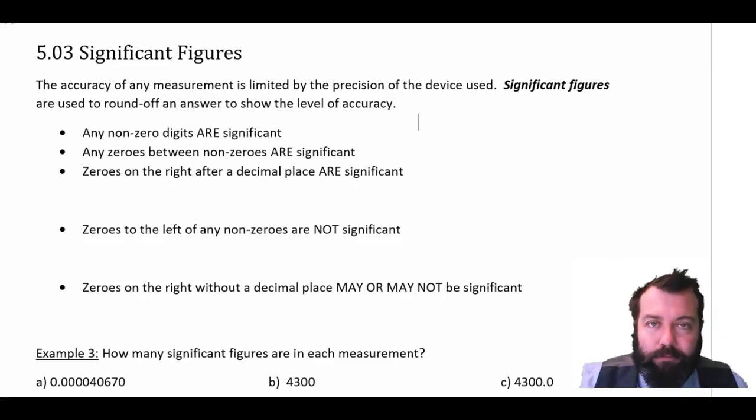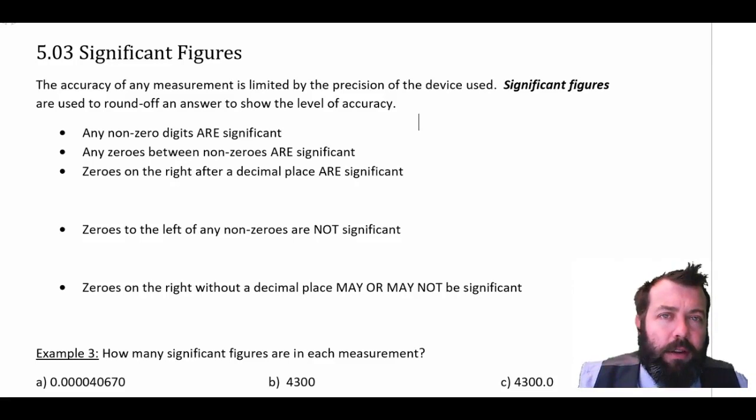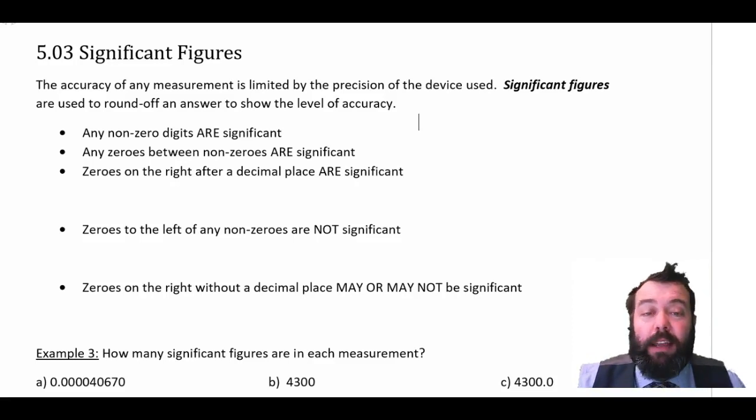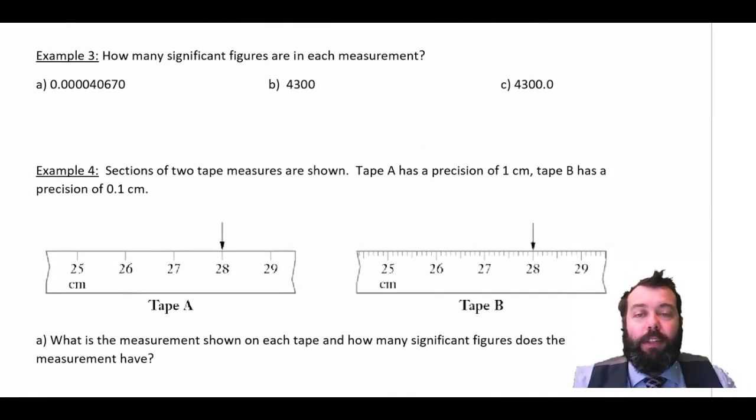So, a quick reminder. Significant figures. Any non-zeros are significant. Any zeros to the left of the first non-zero are insignificant. Zeros in the middle, between non-zeros, are significant. Zeros at the end after the decimal place are significant. Zeros at the end without any decimal place, well, it's hard to know. There's some rules there. I think it really helps to get stuck in and have a look at some of these. So, how many significant figures are in each of these measurements?